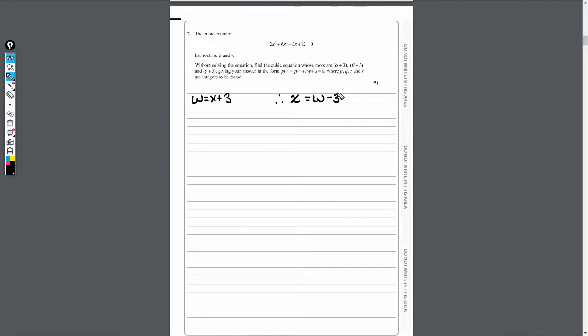So therefore x, nice and easy, will just be equal to w minus 3. And now all I've got to do is substitute this x into my cubic, and then doing that we can get this new cubic equation. So I've got 2 lots of x cubed where x is w minus 3. I'll write it all out first: 2 lots of w minus 3 all cubed plus 6 lots of w minus 3 squared minus 3 lots of w minus 3 plus 12, and this is equal to 0.